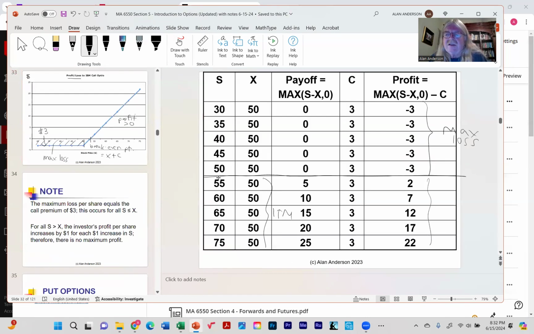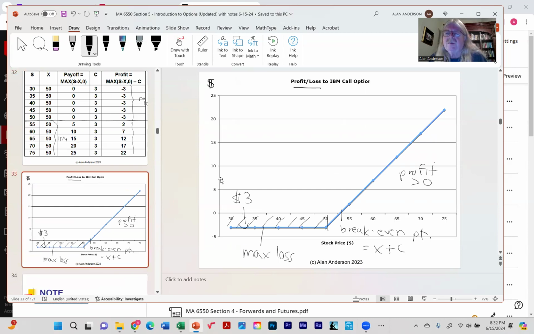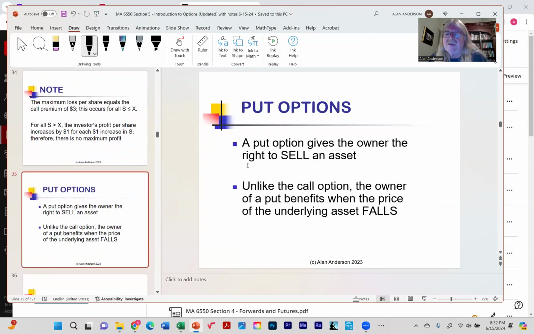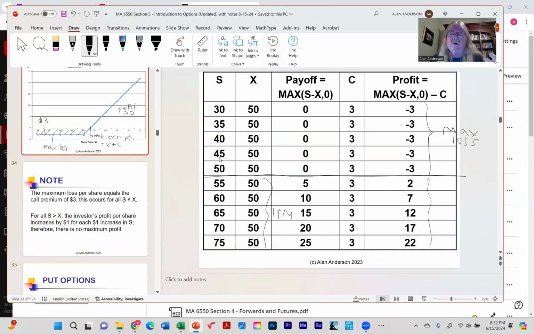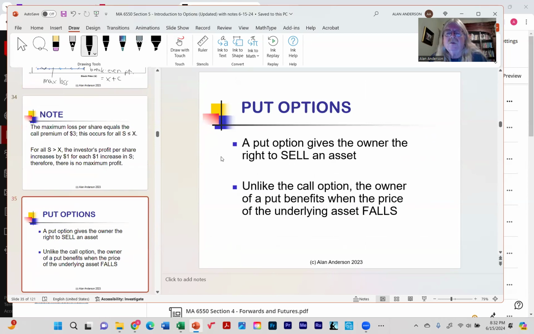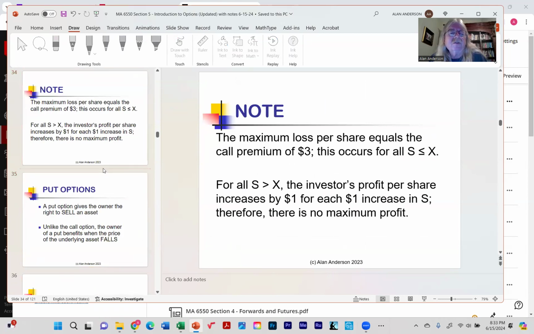So that's all we need to say at the moment about calls. Now we're going to switch our attention to puts. Now, puts are the ones that let you sell something. And now, of course, before I go any further, I just want to mention that calls really provide us with the opportunity to do 2 things.